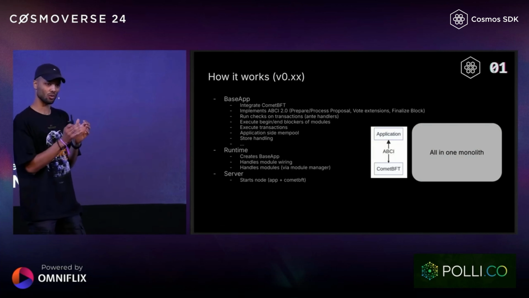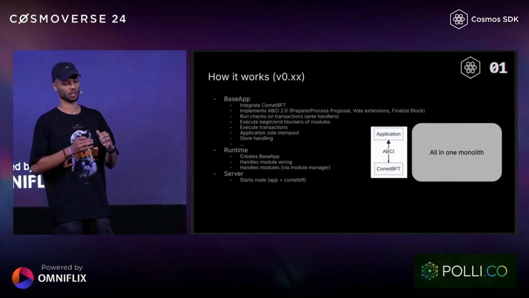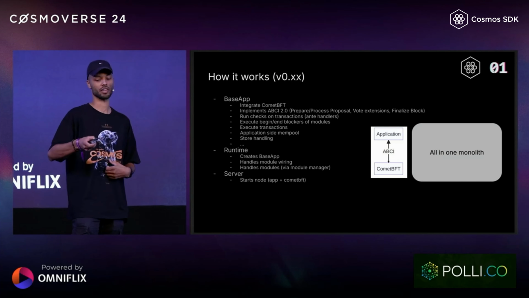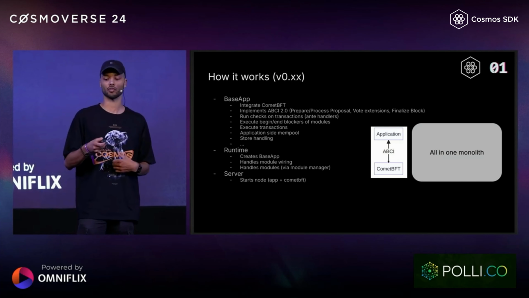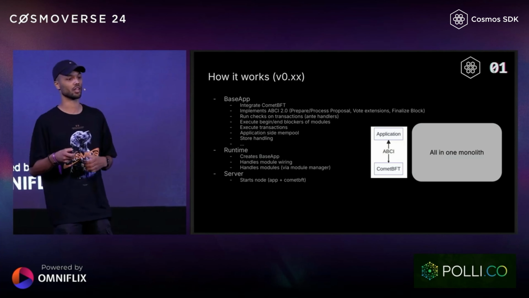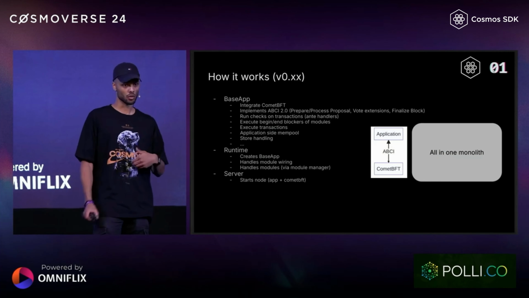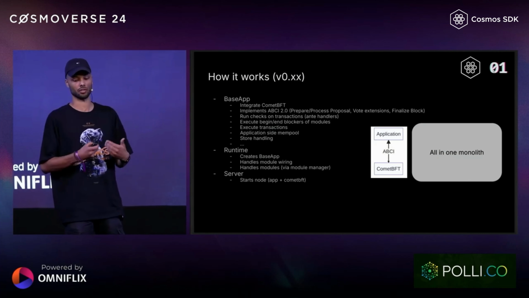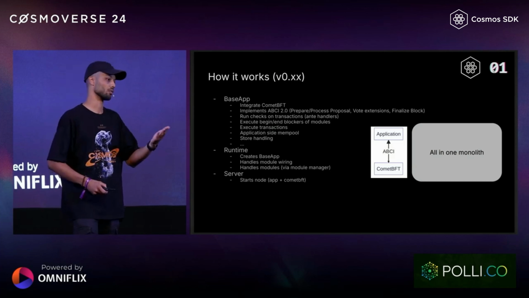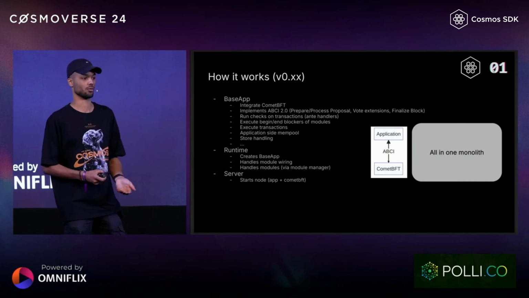So internally, how it really works, it's a bit like currently one big monolith. We have something that we call base app, which does the implementation of ABCI 2.0. So it implements prepare and process proposal, it implements CheckTx, FinalizeBlock, all those ABCI methods. And within that, it does all the execution: running the check with the ante handler, executing the BeginBlocker, for instance, of modules, or executing a transaction.